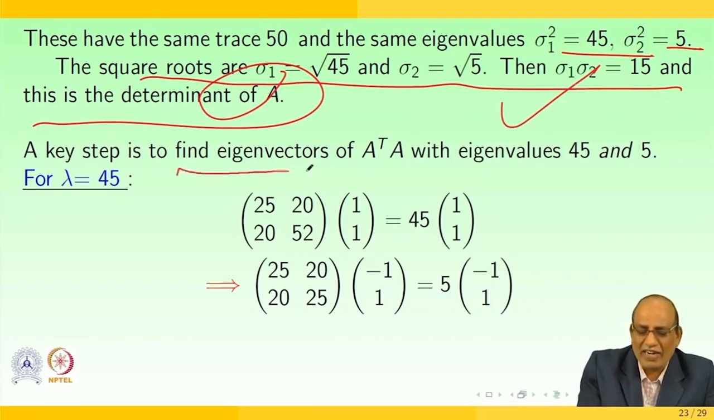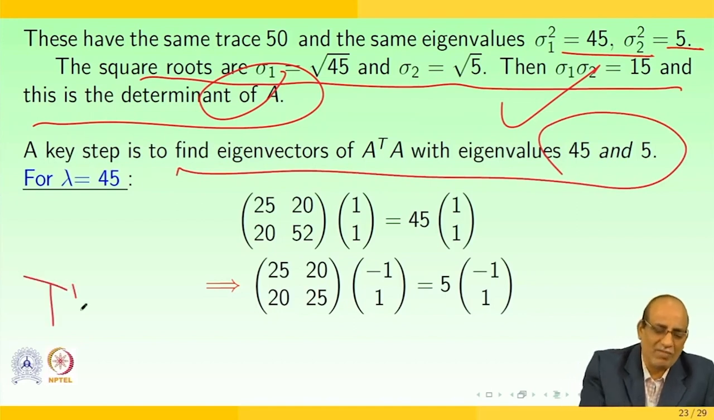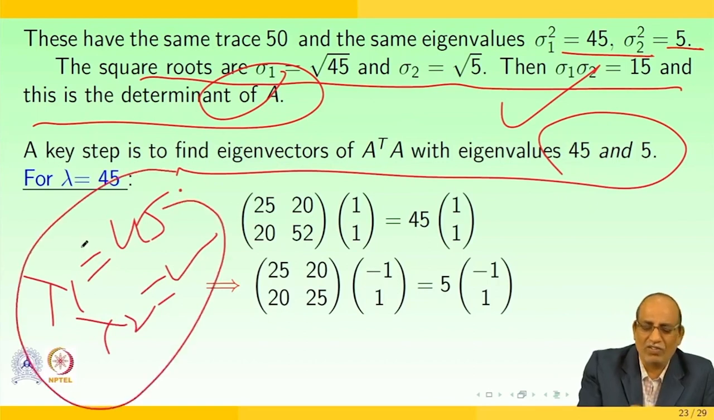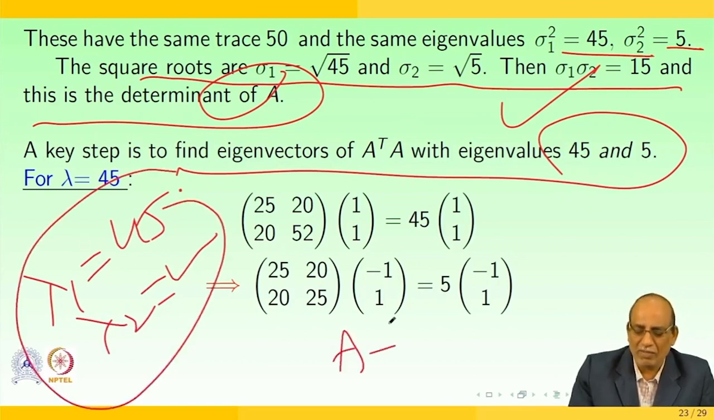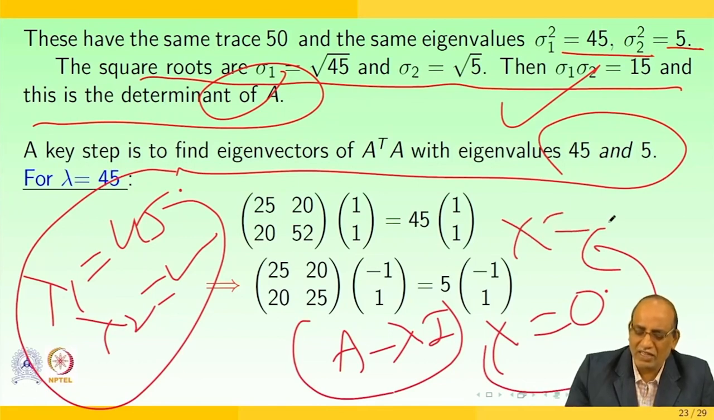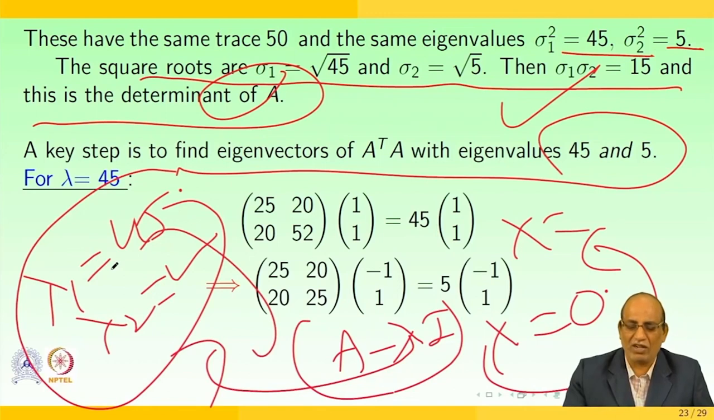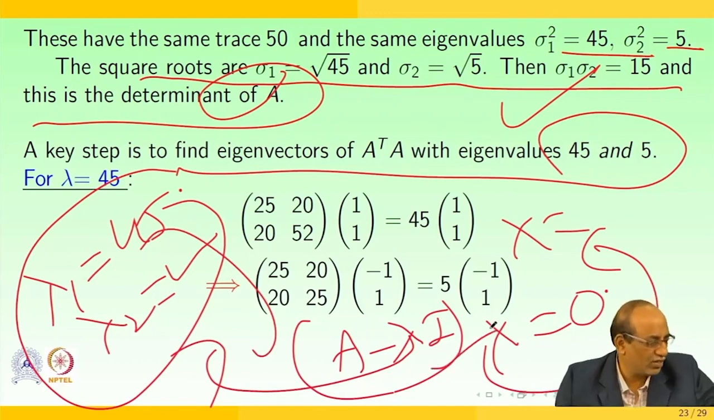A key step to find eigenvectors is, for each corresponding eigenvalue, that is lambda 1 is equal to 45 and lambda 2 is equal to the other value, we find the eigenvectors. That means A minus lambda I operating on X is equal to 0. We need to find the non-zero vector X such that A minus lambda I times X is equal to 0, where lambda is the corresponding eigenvalue and I is the identity matrix.